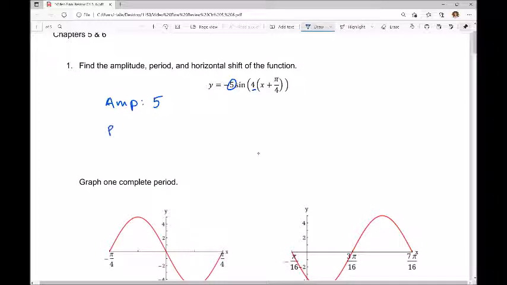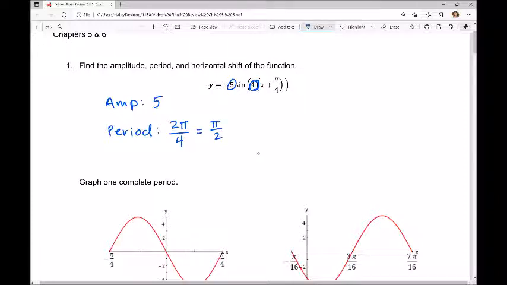Now for the period, what we want to do is start with the original period of sine, so that's 2 pi, and then we're going to divide by the number that's multiplied by the inside of the function. So in this case, that number is 4. So we're going to do 2 pi divided by 4, which gives us pi over 2.